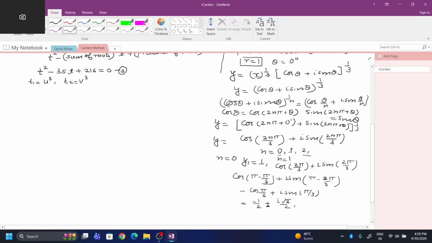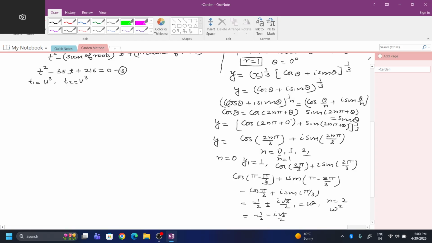Similarly, this is your omega. If you take n equal to 2, then we get its conjugate, that is omega square: minus half minus i root 3 by 2. Because we know that if roots occur as complex numbers, they occur in conjugate pair form. One root has a positive imaginary part, then the other has a negative one, because this is the conjugate.